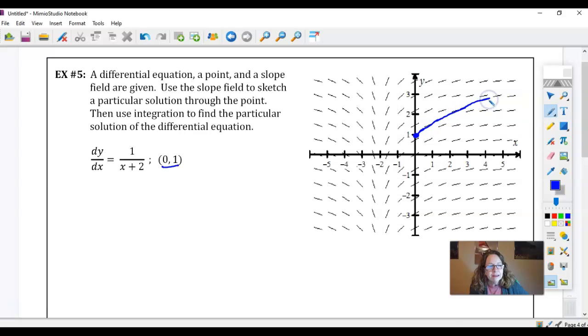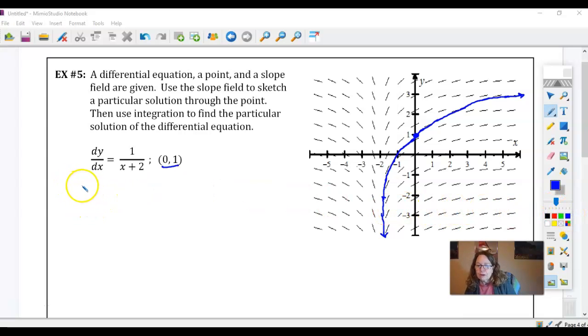It looks like it's kind of flattening out a little bit. And then going down to here, it looks like it's starting to get close to an asymptote there at -2. Which makes sense if you look at your differential equation. You have x plus 2, you can't have a -2 on the bottom. So it's going to start hugging that vertical line, x equals -2. So this is our sketch of our particular solution.